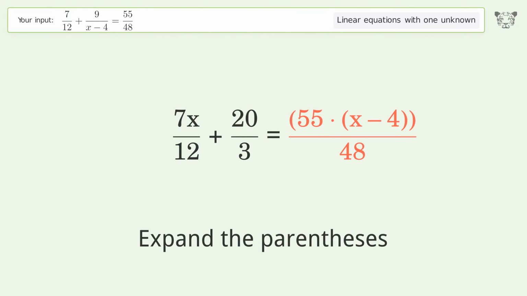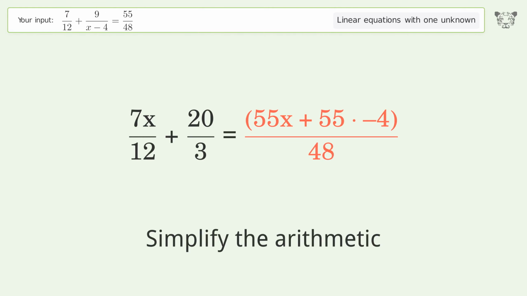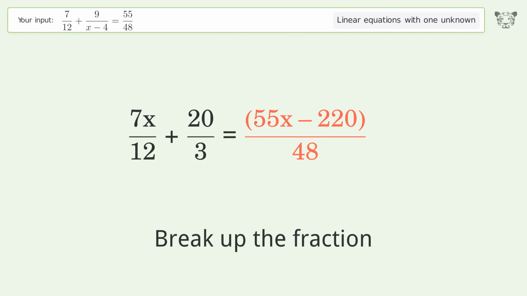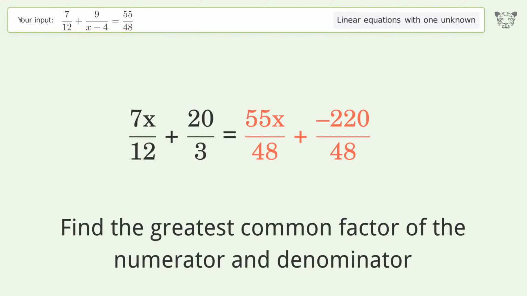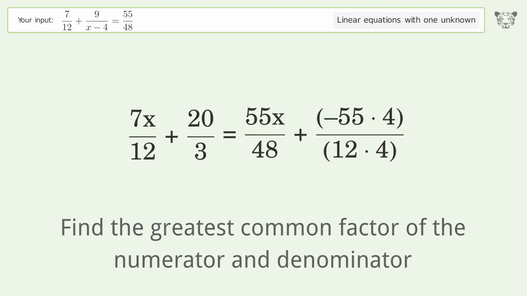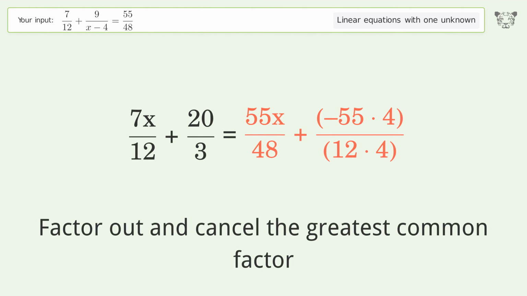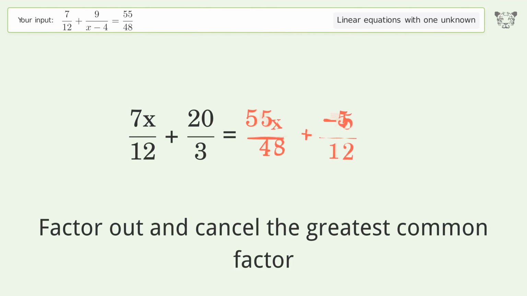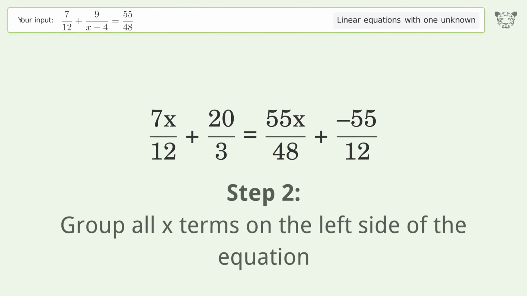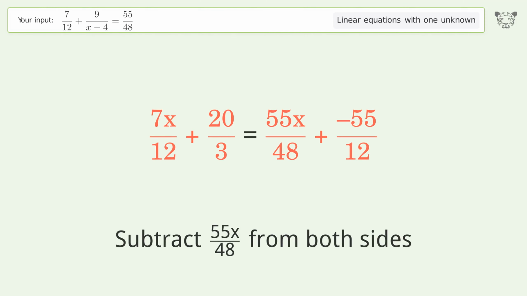Expand the parentheses. Simplify the arithmetic. Break up the fraction. Find the greatest common factor of the numerator and denominator. Factor out and cancel the greatest common factor. Group all x terms on the left side of the equation. Subtract 55x over 48 from both sides.